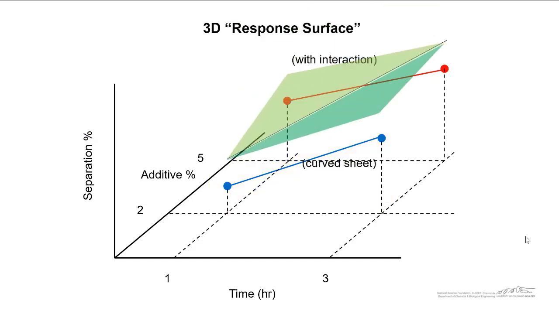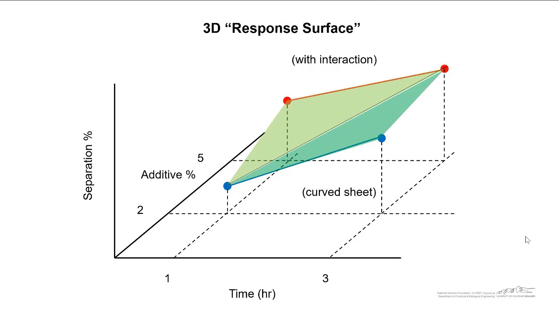In this case, we have our response surface that's more of a curved sheet. So in other words, it might be like a piece of paper that's been sort of folded over. It's not a flat sheet as we saw before with no interaction. If you have interaction, you're going to have a curved response surface.